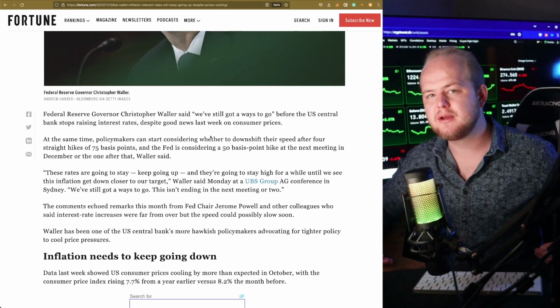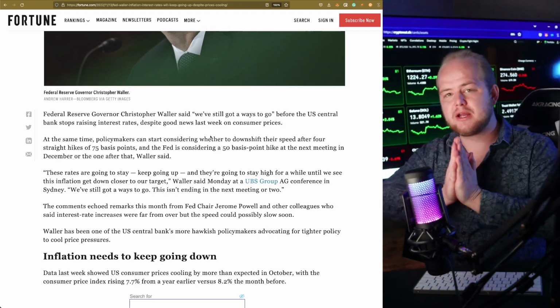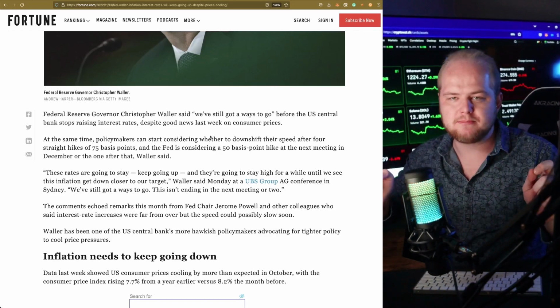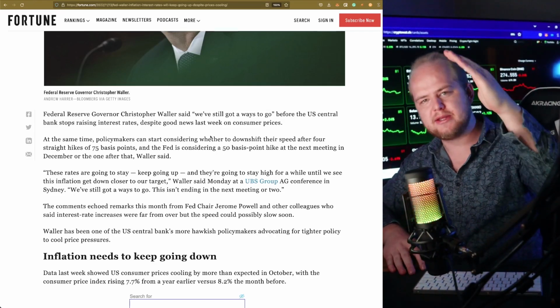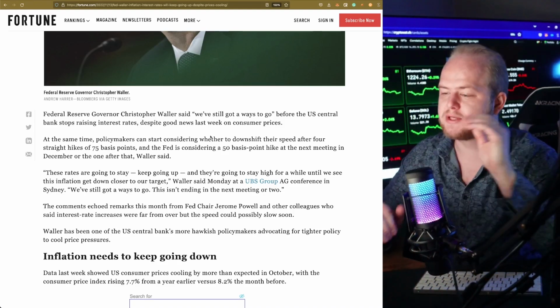The Fed is actually now considering a soft pivot from 75 to 50, which means we're still going to have rate hikes. It's not going to be a U-turn where the Fed lowers rates. They're going to continue to raise rates, but at a slower pace. And likely we're going to be sustaining these higher interest levels for quite some time.